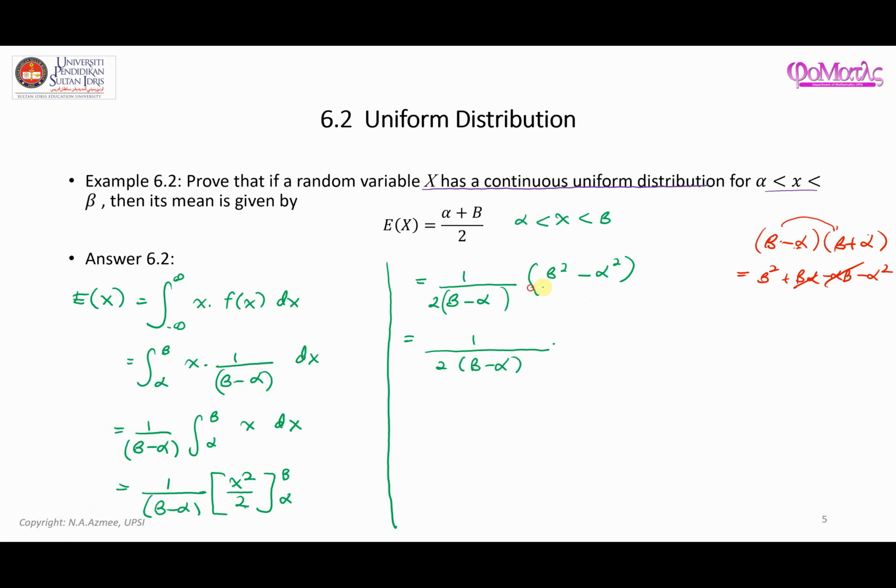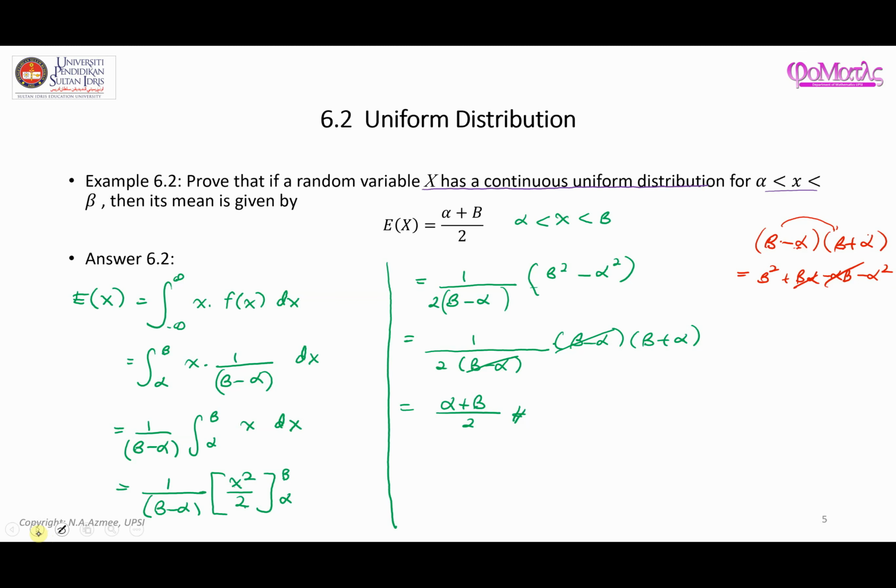So that's what we're going to do. We're going to replace this guy here with beta minus alpha times beta plus alpha, and you can cancel out this part right here, so it looks pretty nice now. And we have beta plus alpha over 2, which is the same thing as writing alpha plus beta over 2, and this is the result that we're looking for. Okay, so that's it. It is quite easy to prove that part.